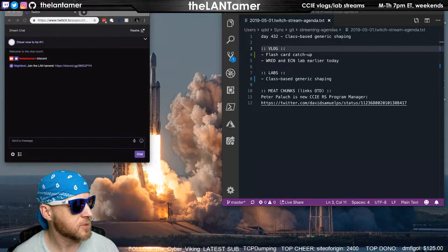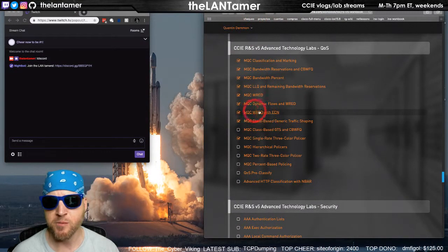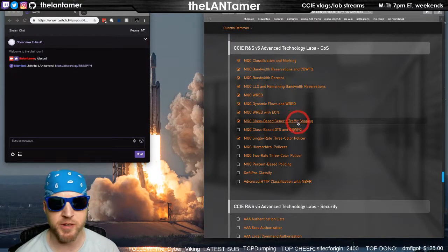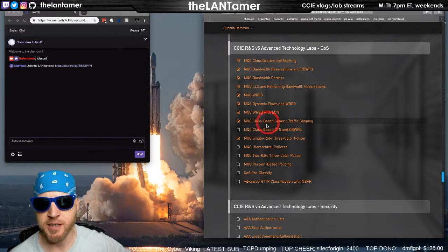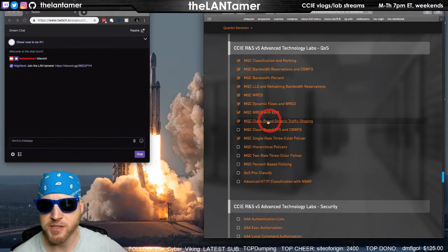So in terms of the QoS labs, as I've mentioned before, there are not that many in the INE workbook, but I did wrap up several earlier this morning and at lunch, and I was actually going to lab this on stream, but I finished it earlier than I thought I would. The generic-based traffic shaping.